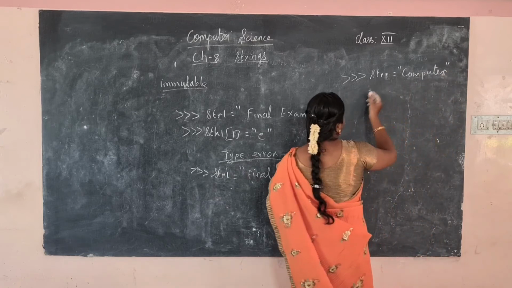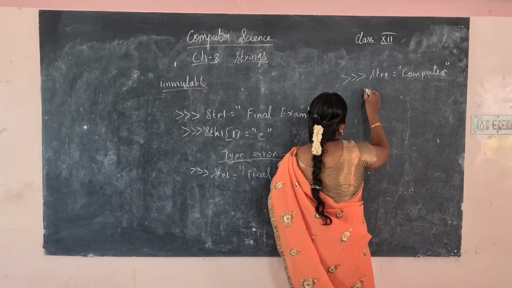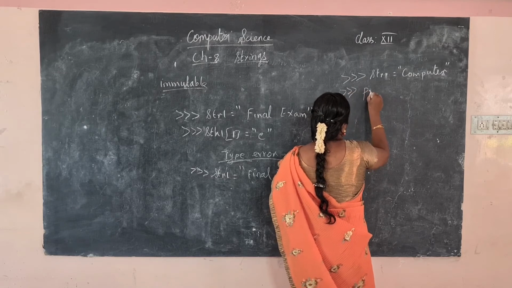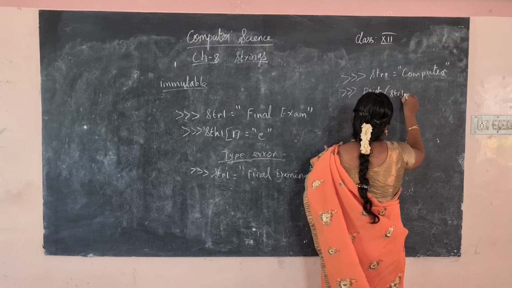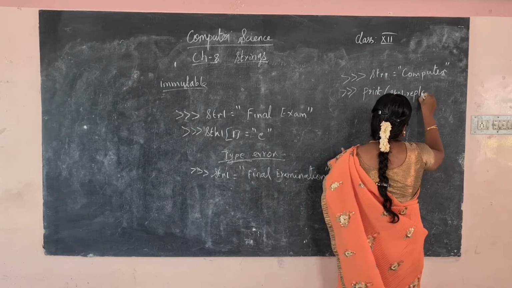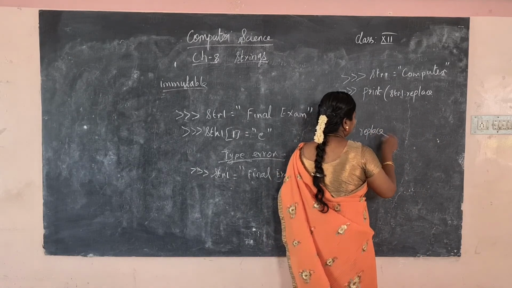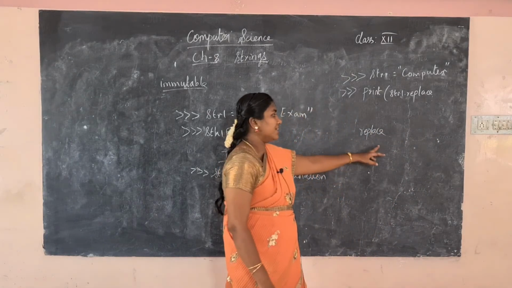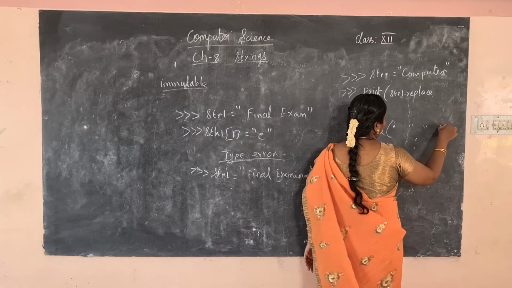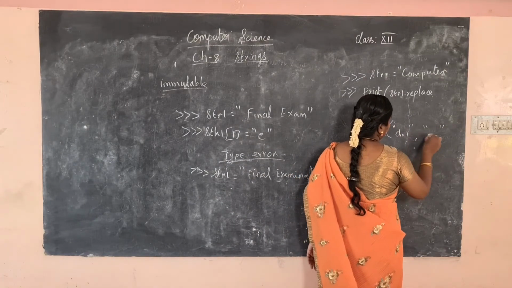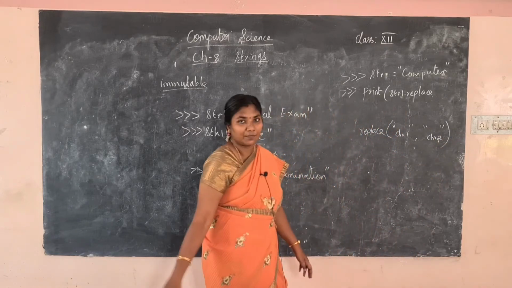Suppose I want to change a particular O to E or U to A, anything, I can use print string 1 dot replace. Replace is a built-in Python function. Here we will be having two arguments or parameters, character 1 and character 2. Both must be specified within double quotes.